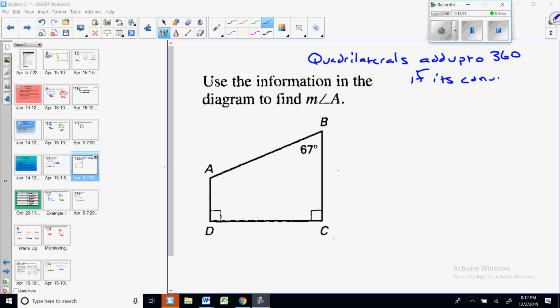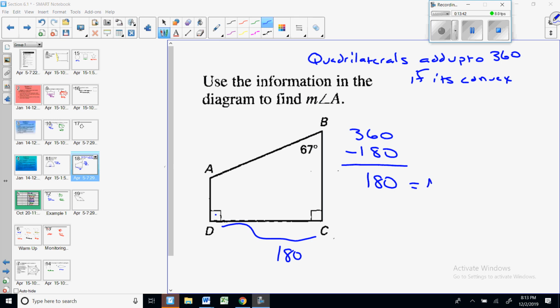All right, so when we take a look at the picture we've got here, I have angles D and C. These two angles down here are both 90 degrees, so that's 180. So I'm going to take 360 minus 180. That gives me 180, and that leaves me angles A and B combined. Now what I'm going to do is subtract 67 away from that, and 113 equals the measure of angle A. So I'm simply subtracting away from 360 degrees.